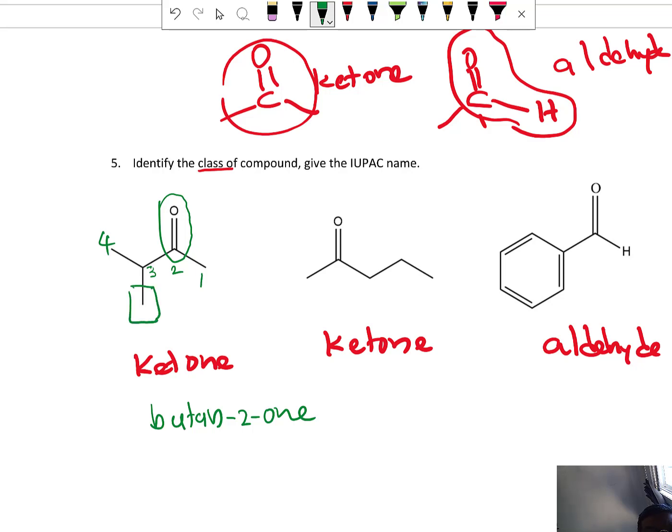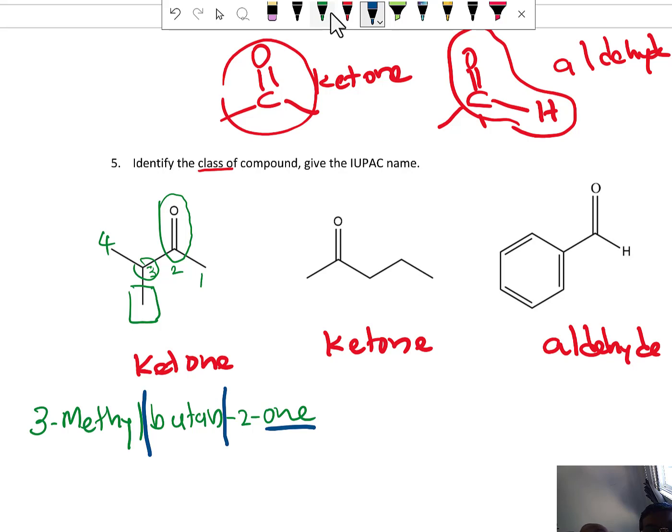Now what I have is a methyl here. It's a CH3 group hanging at the third position, so I should say 3-methyl, right? So again, for clarity, you can break it down. 3-methyl is a substituent, butane is the longest carbon chain, and the second position has a ketone. Okay, that's how you want to do it.